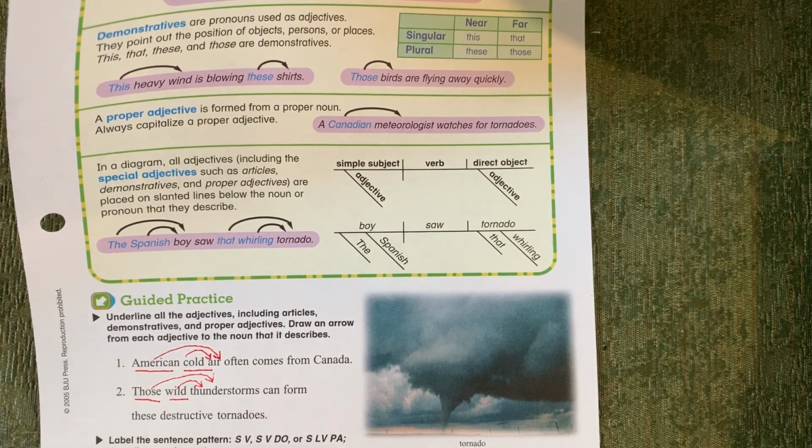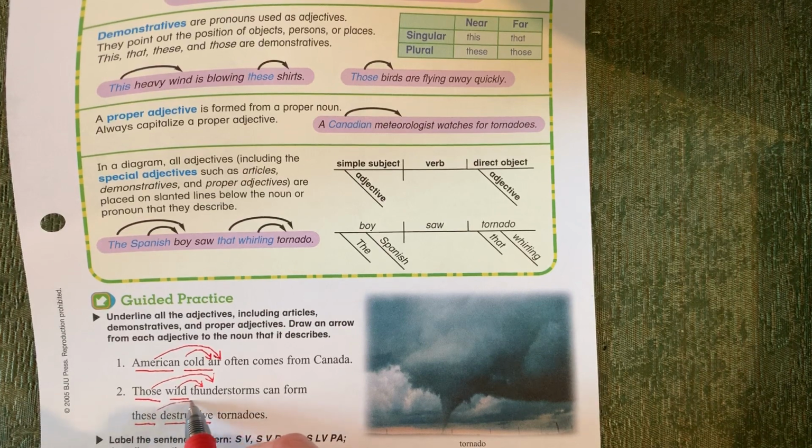Now we look around for any more nouns, and we see the word tornadoes. That's a thing, that's a noun. So what's describing tornadoes? Right. These tornadoes, which is a demonstrative, and destructive tornadoes. So we draw arrows from those to the word tornadoes.